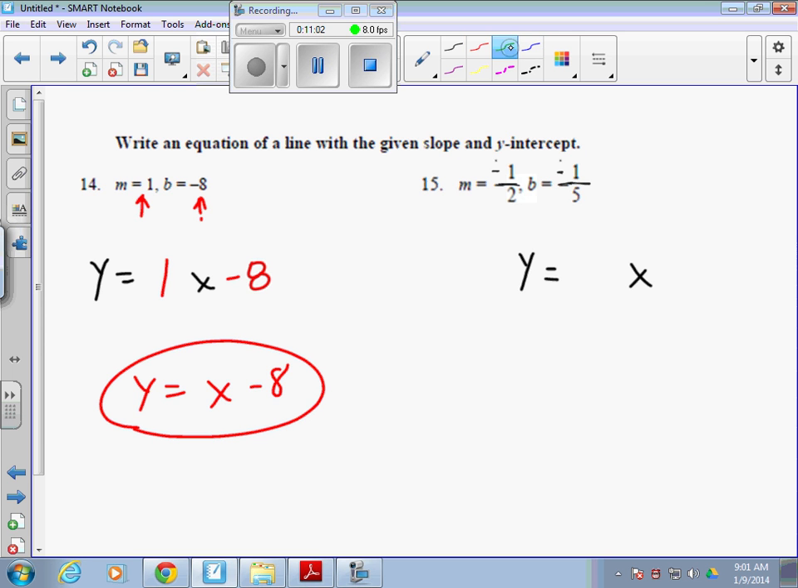The other one, again, you got your m and your b values, negative 1/2. So mx would be negative 1/2 x plus b, minus 1/5. Y equals negative 1/2 x minus 1/5.